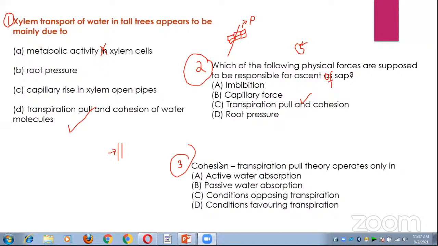Here it says B. That is number 3, cohesion-transpiration pull theory operates only in passive water absorption. What about the rest? What do you think is the answer?